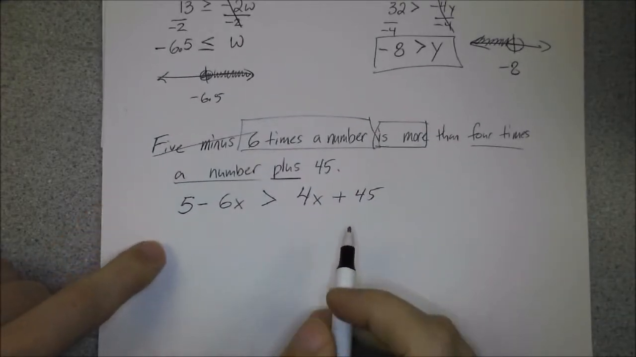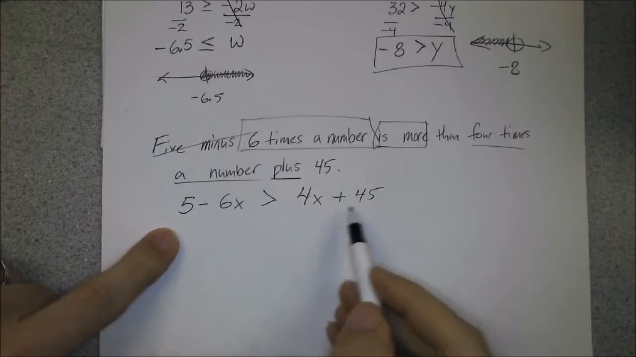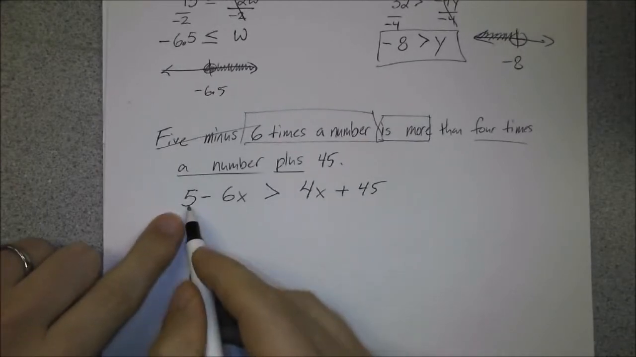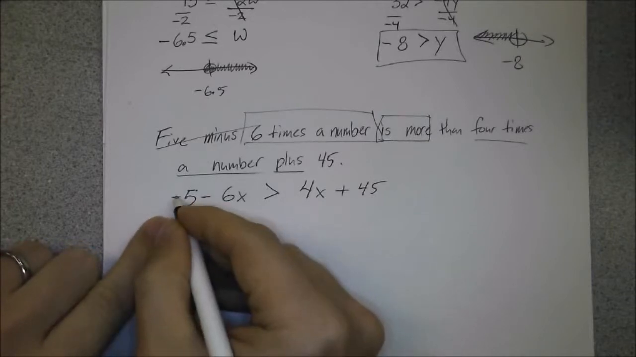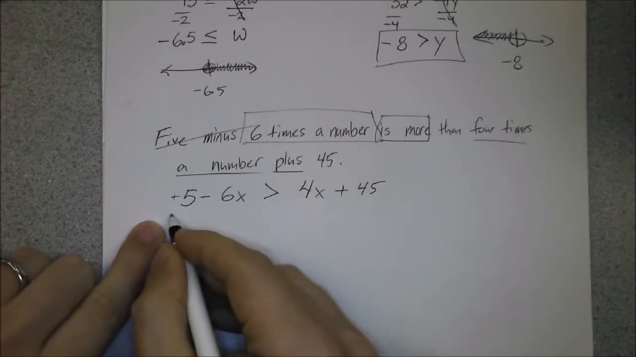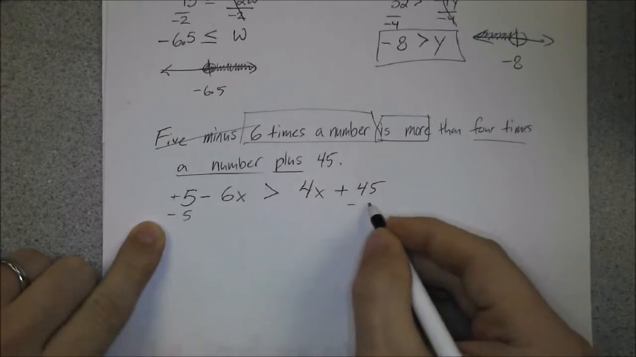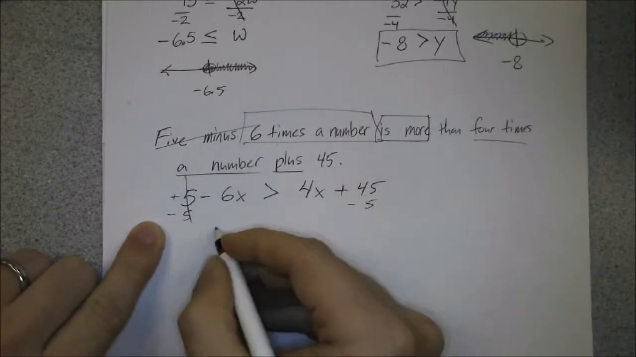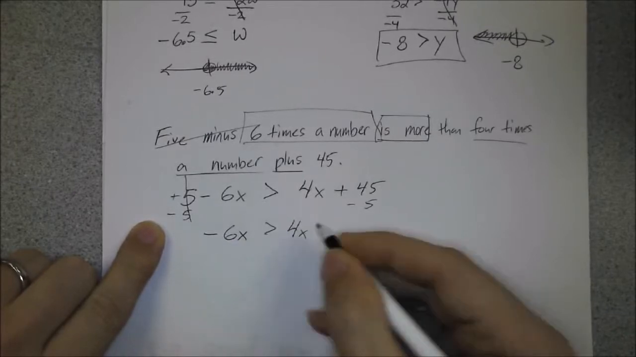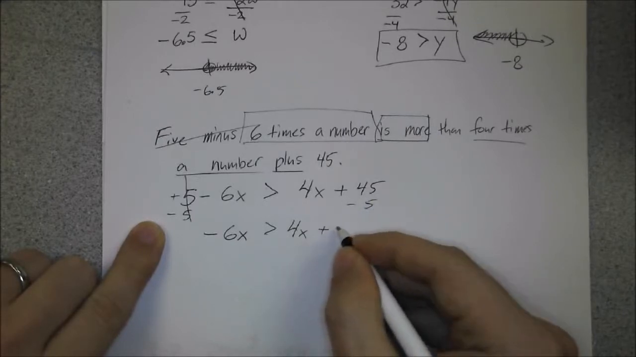So, what we're going to do is try and get rid of terms or consolidate terms little by little. So, here I've got a 5. Since there's nothing in front of it, I assume it's positive. And here I've got 45. So what I'm going to do is take away 5 from both of these sides. When I do that, that goes away, and I'm left with minus 6x is greater than 4x, and 45 minus 5 is going to be 40, so I got plus 40.